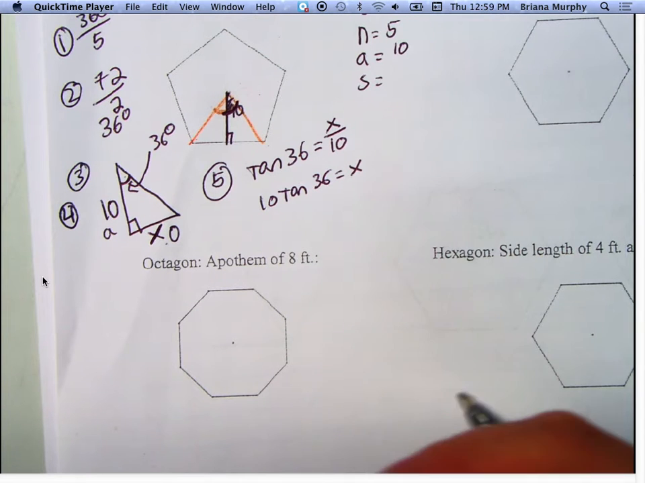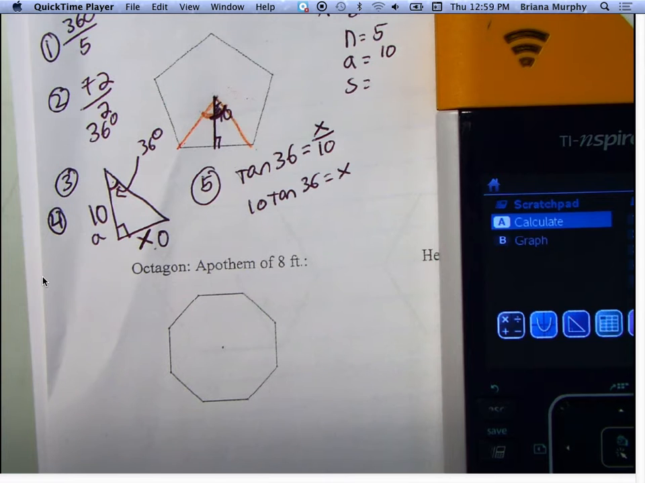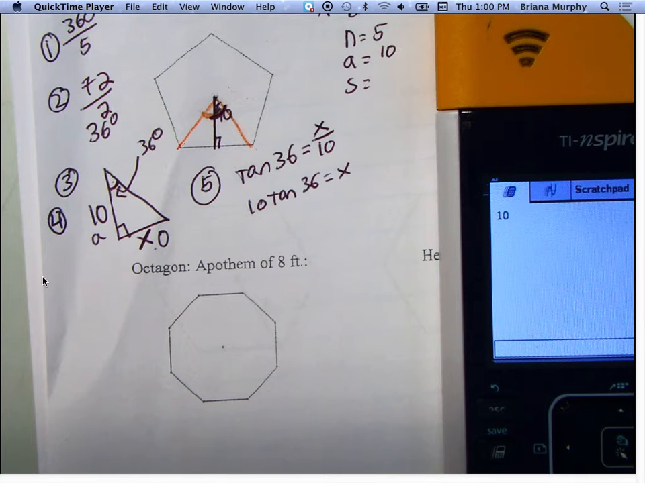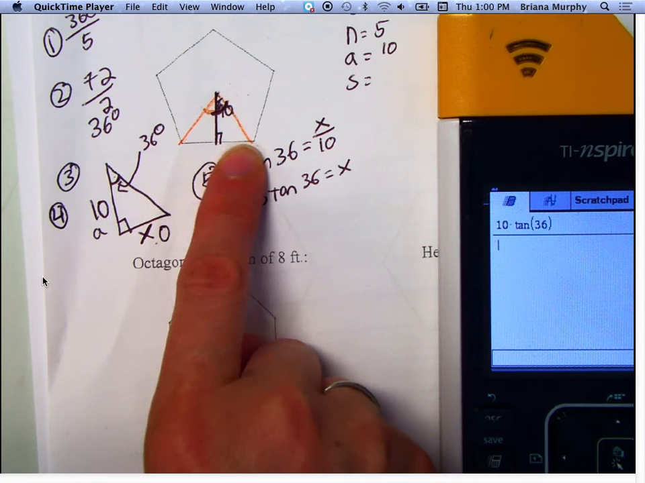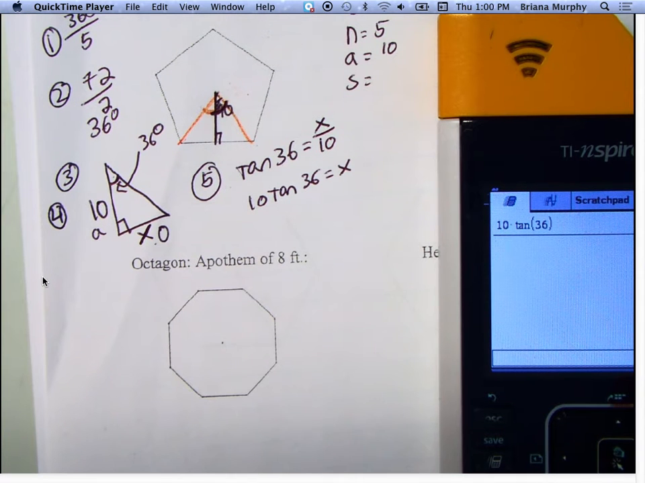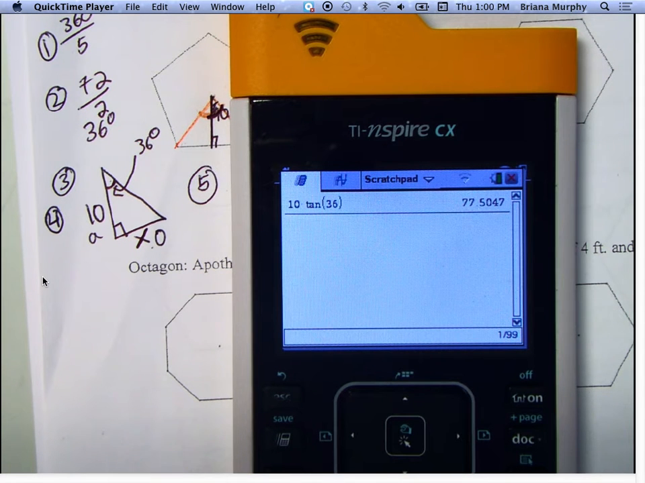Okay. I'm going to stick this in my calculator, and I want you all to do it right now because you might have to do something special with your calculator. Okay, so I'm going to calculate. I'm going to hit 10 tan 36. Oh, that doesn't seem right. If this apothem is 10, how could this whole thing be 77? Because that's how the calculator answered it. So there's got to be something wrong with my calculator.